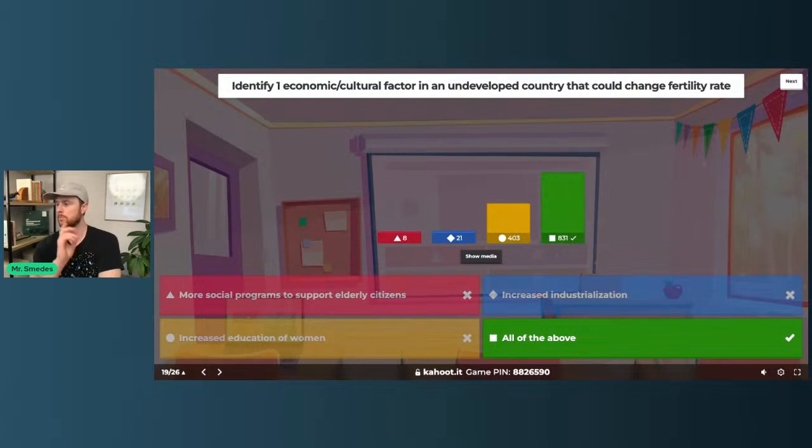Oh, this one tripped some people up. Oh, I guess not so much. They just picked only yellow. Okay.